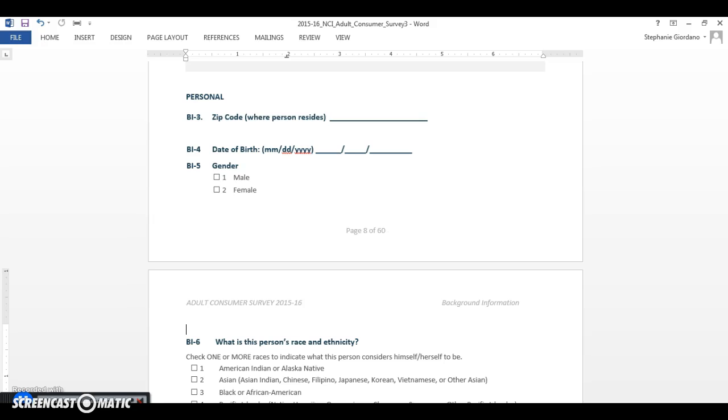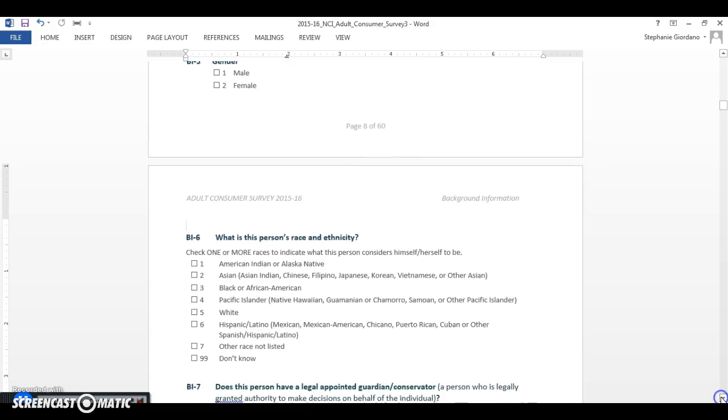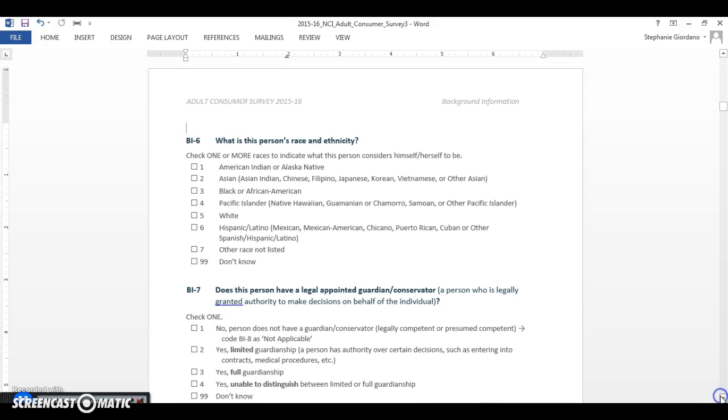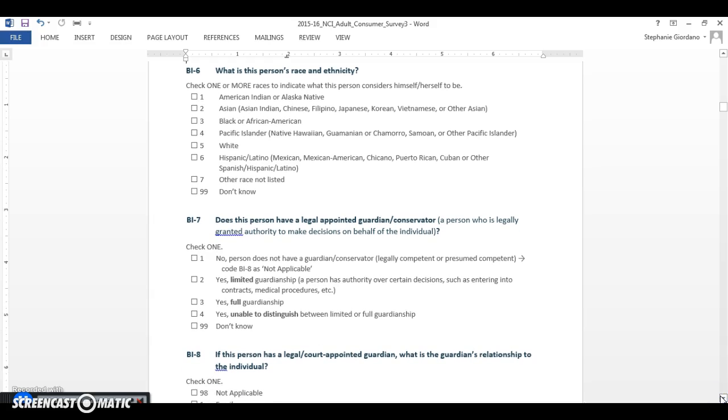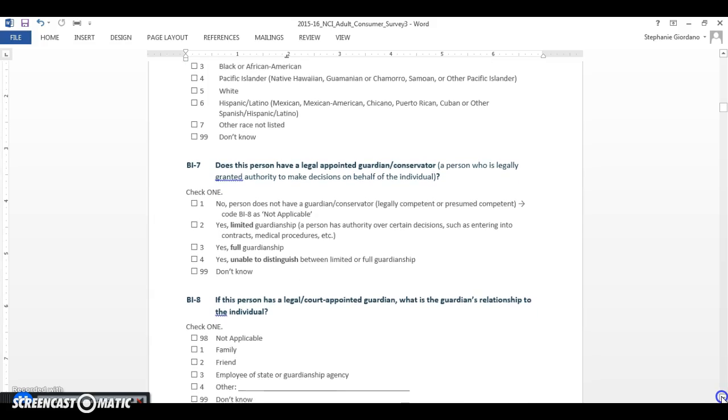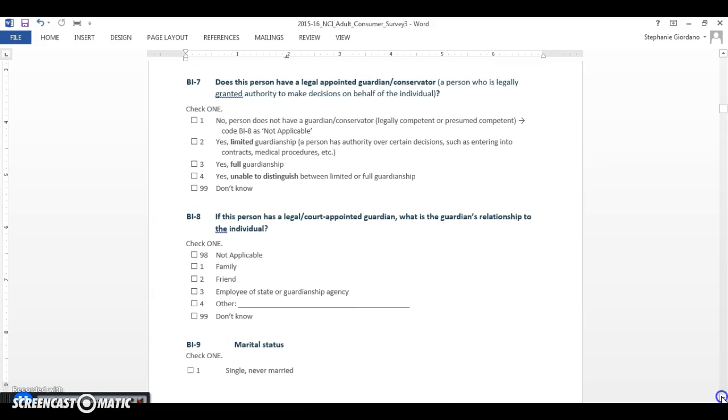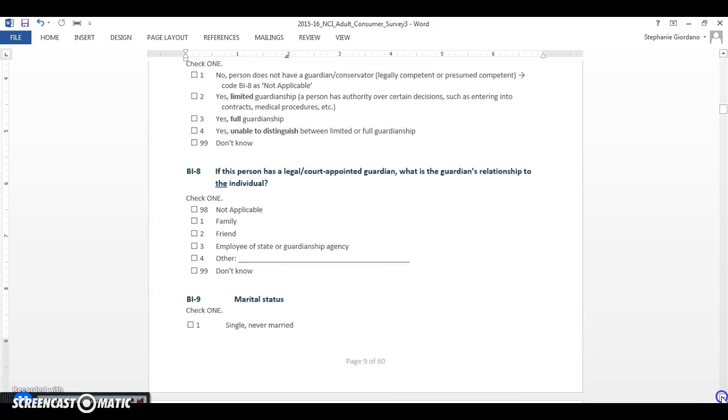We then go on to ask about the person's date of birth and gender. Question 6 is slightly different this year. We now ask about the person's race and ethnicity in one question, and this is, as always, a check all that apply. We go on to ask about whether the person has a legal guardian or conservator. And if so, we now ask question BI8, which is what is the guardian's relationship to the individual.